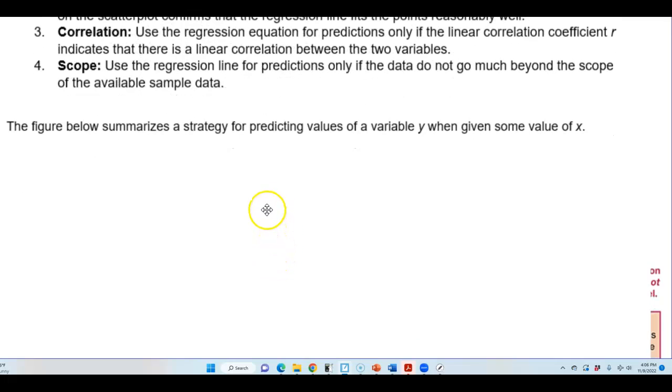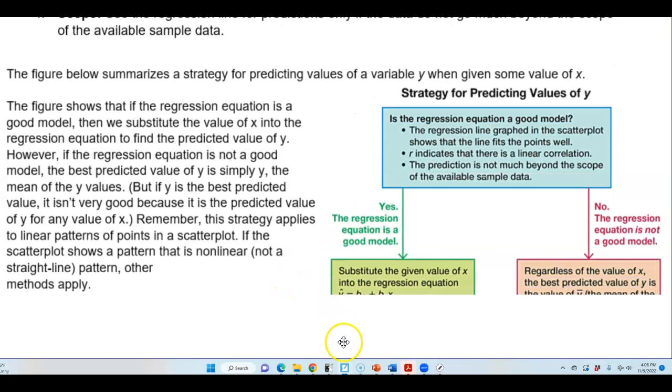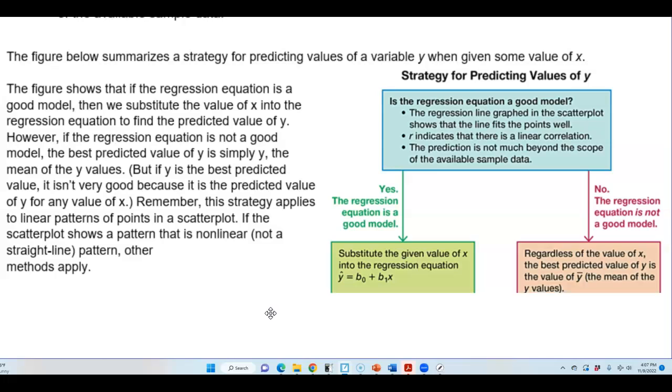The figure below to the right is going to summarize a strategy for predicting values of a variable y when given some value of x. Okay, so before we read the figure, it shows that if the regression equation is a good model, then we substitute the value of x into the regression equation to find the predicted value of y. However, if the regression equation is not a good model, the best predicted value of y is simply ȳ, the mean of the y values.